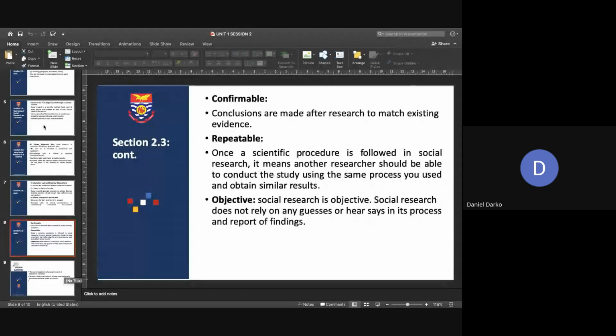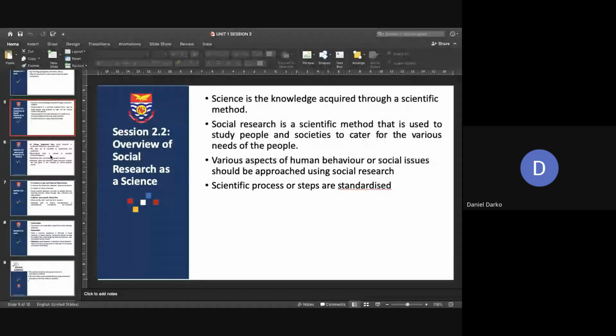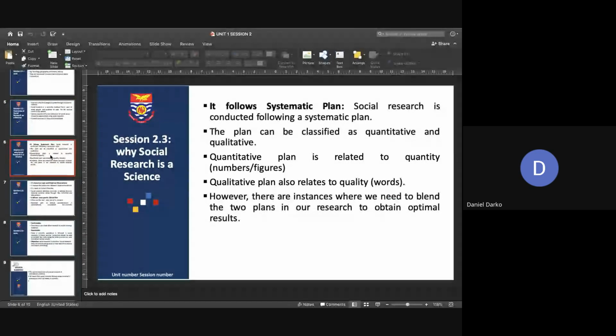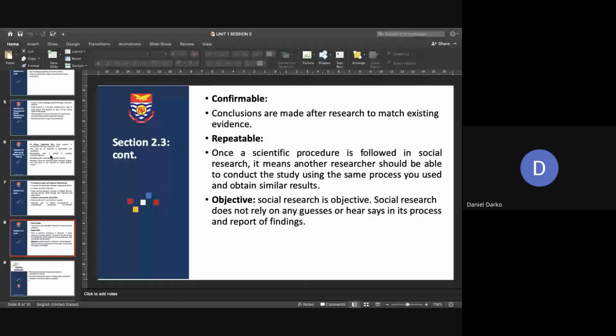So we start with why social research is a science. We said that one, it is a science because it follows a systematic plan, either qualitative or quantitative. It's based on empirical observation.